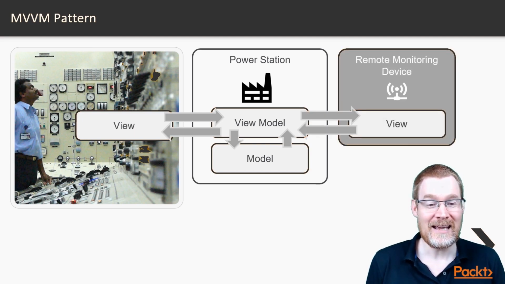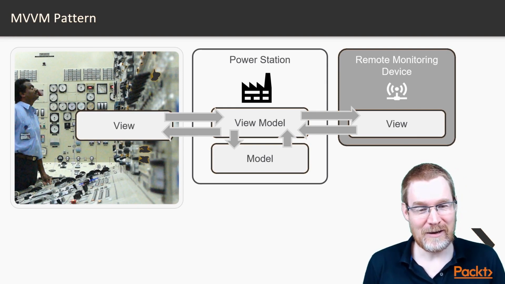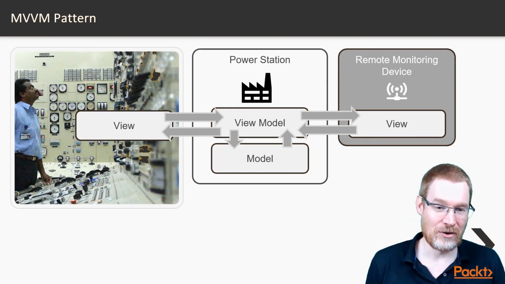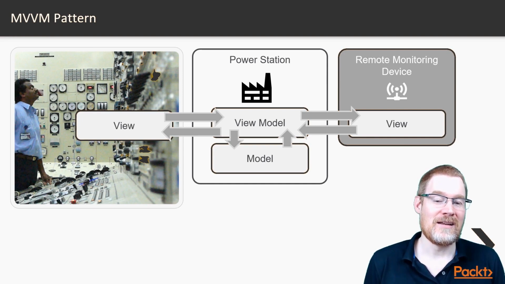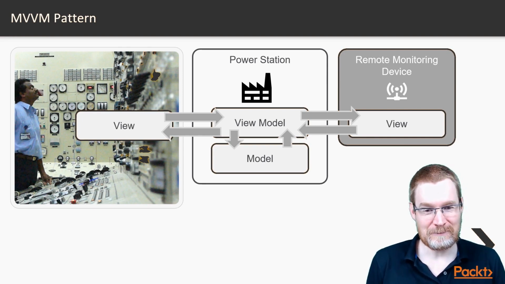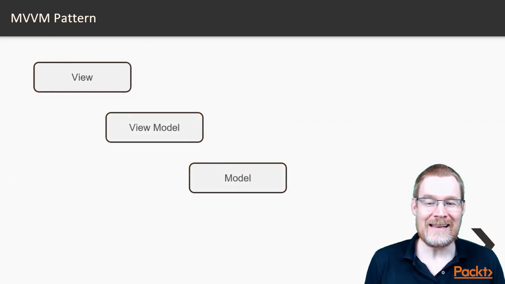And because of this, it means we can wire up our view model to other views. And so we could have a remote monitoring device, which again is sending commands to our view model to make changes, as well as monitoring values in the view model to show it in gauges. So it's a layering approach.